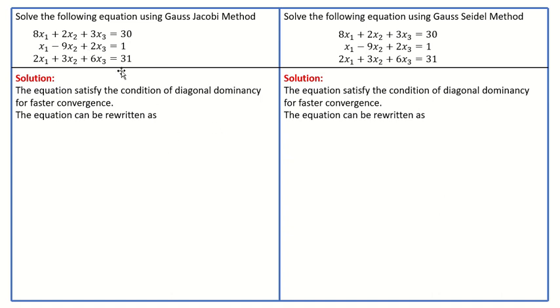Whether it is Gauss Jacobi or Gauss Seidel, the first step is always the same: from the first equation you get x1, from the second equation you get x2, and from the third equation you get x3. So I'll write the equations. Let us name them: this is equation 1, this is equation 2, and this is equation 3.